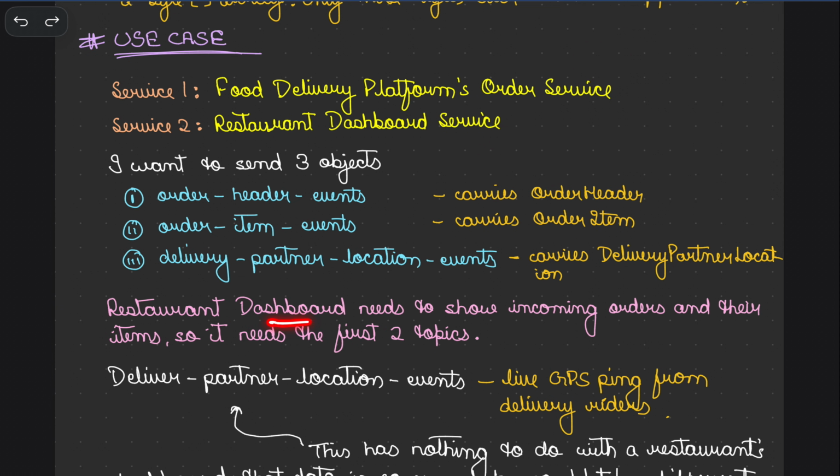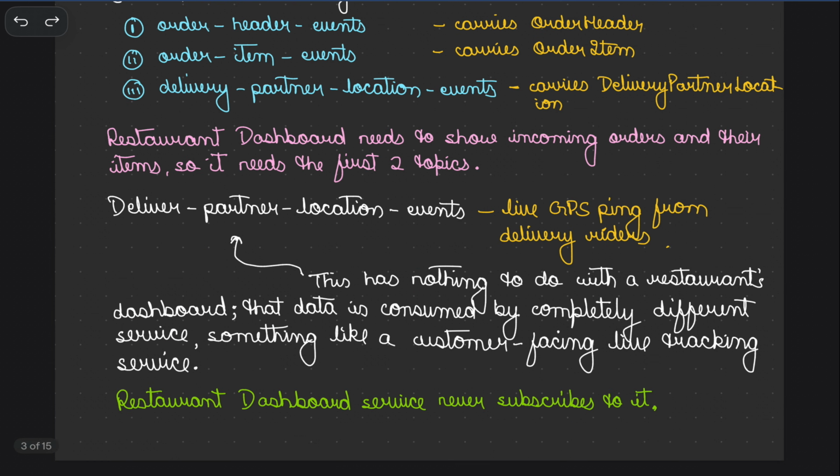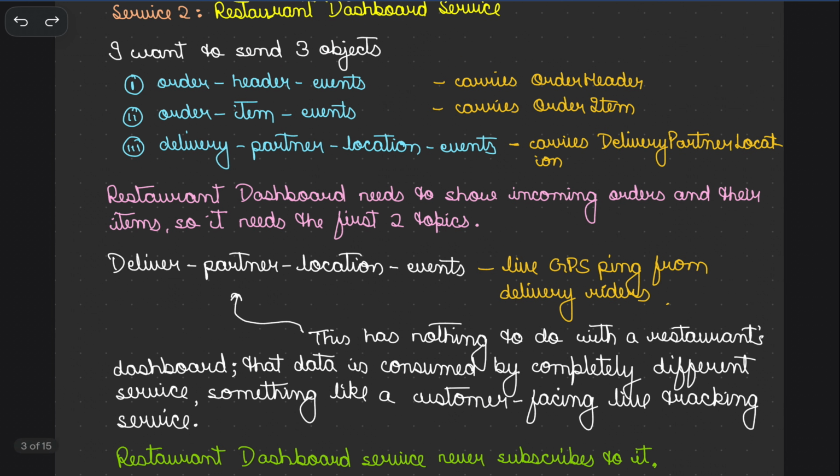This restaurant dashboard needs to show incoming orders and their items. The restaurant dashboard needs to care about these 2 objects, so it needs the first 2 topics. This is the topic, this is the topic. Whenever I say I want to send 3 objects, I'll be creating a topic. It's not necessary that 3 objects will always have 3 different topics. I can also say that I want to send 3 objects, but all 3 are compatible with 1 topic. This is for future discussions, so we'll be having these discussions very soon.